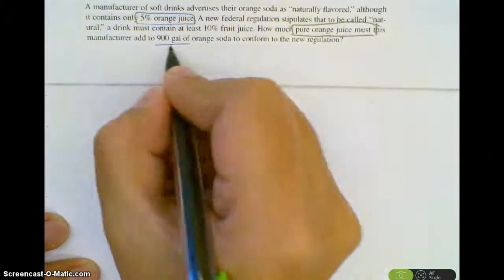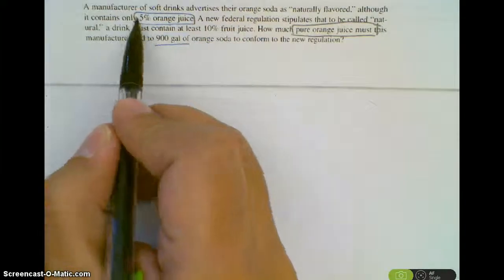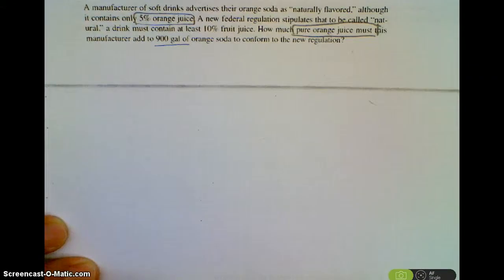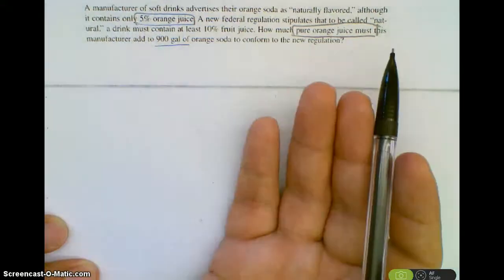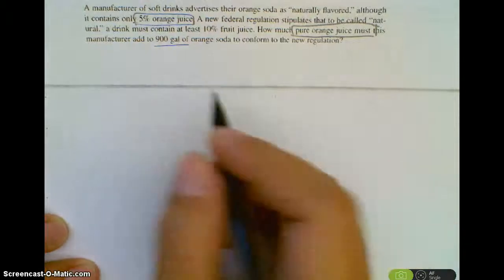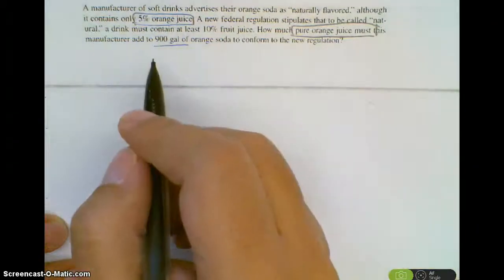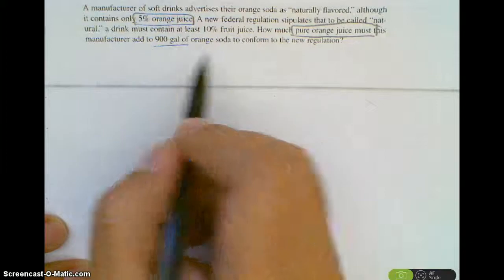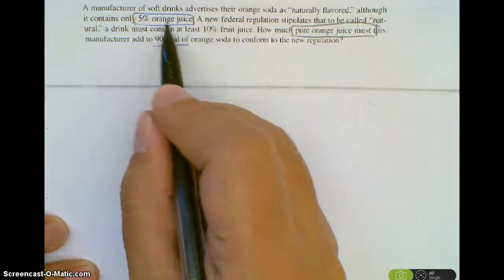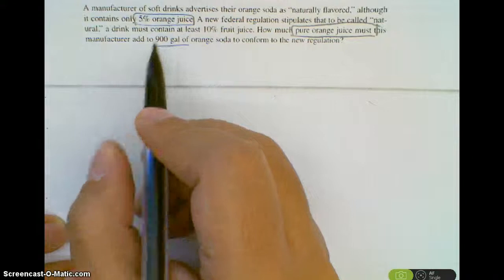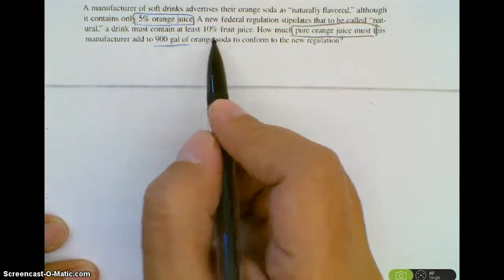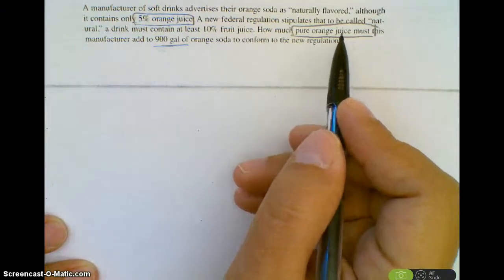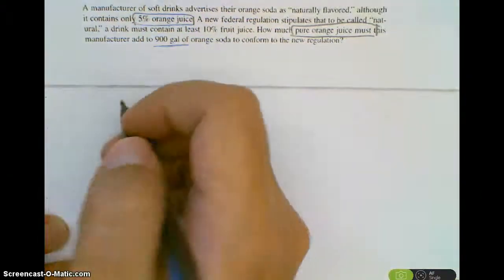Here, 900 gallons of orange soda currently has 5% of orange juice. So whenever we think of percents, we're going to think of parts of a whole. This means for every 100 gallons, you have 5 gallons of orange juice, and then the rest, I don't know, water, carbonated water or something like that. So the idea here is that you don't have enough pure orange juice in this 900 gallons to conform with the law.